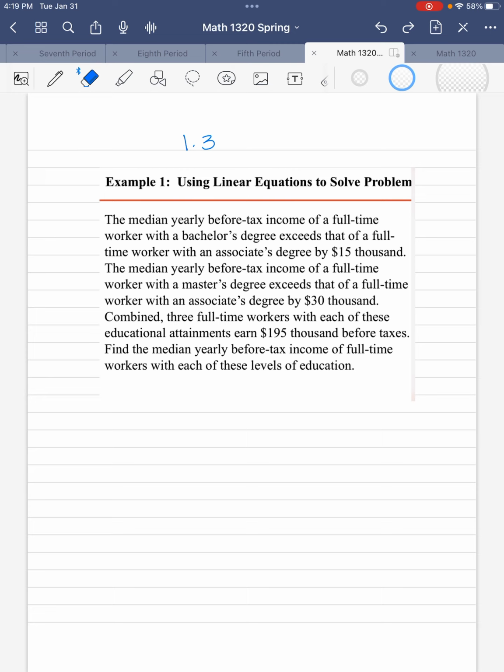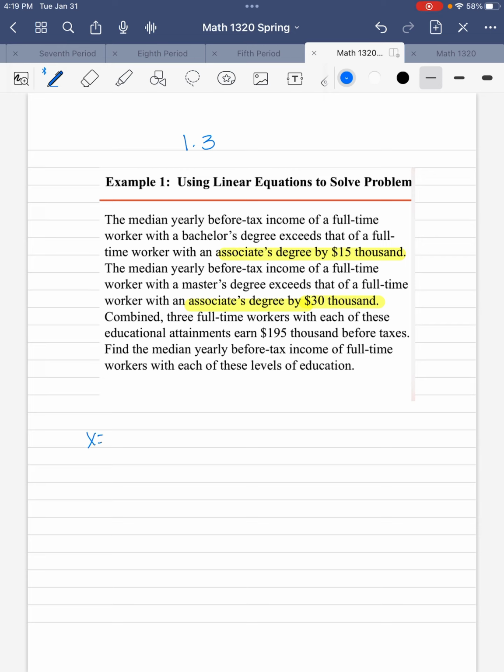So if you notice, they're comparing all of them to the associate's degree. It says that the bachelor's degree makes $15,000 more than the associate's degree, and the master's degree makes $30,000 more than the associate's degree. So since they're all being related to the associate's degree, we can set up an equation in terms of x using the associate's degree.